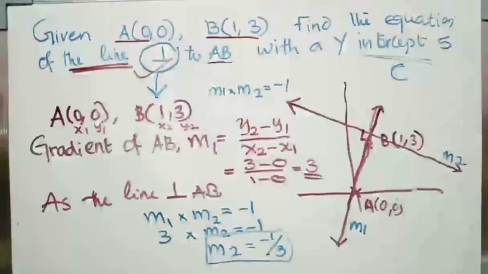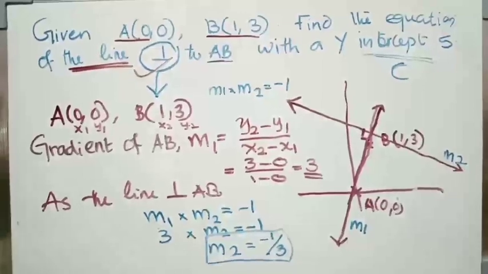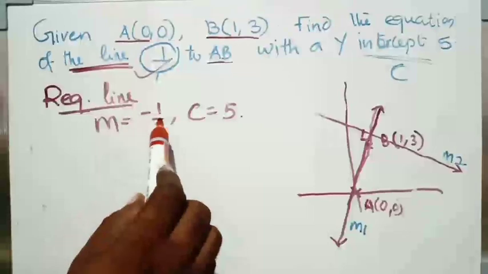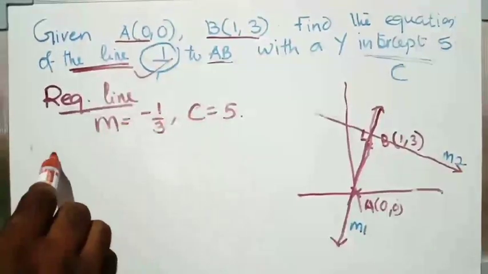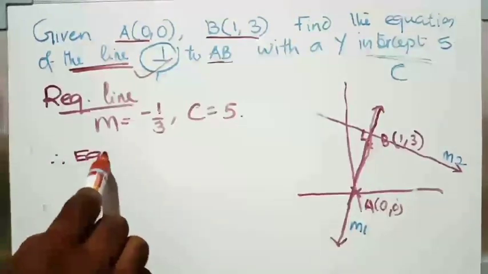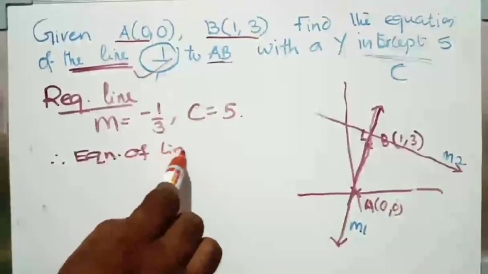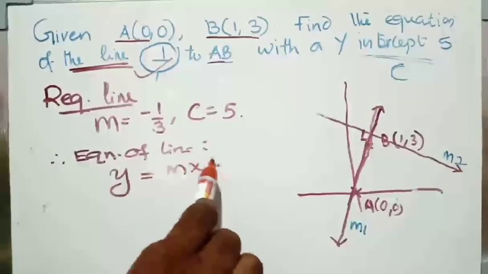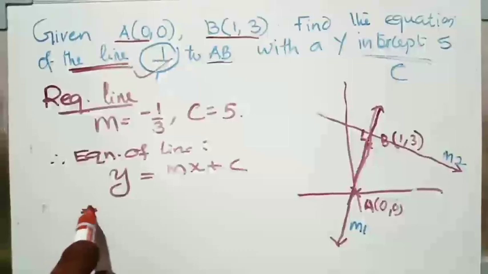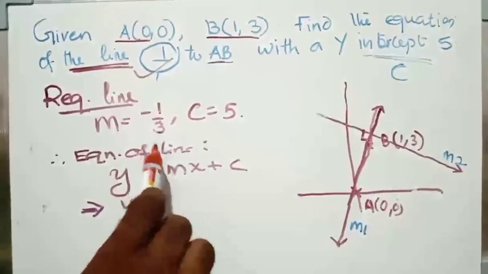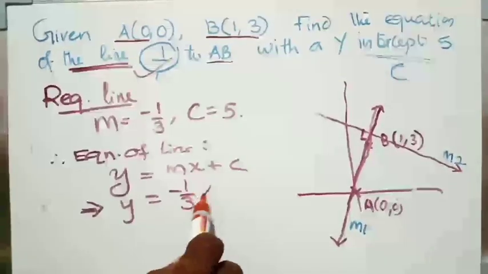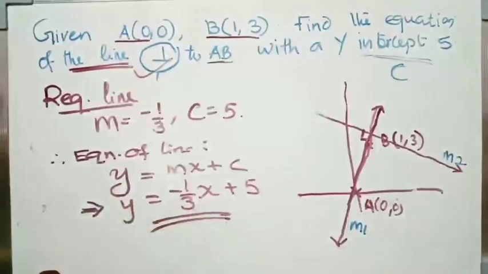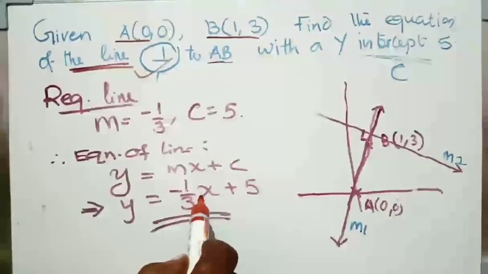Now let's find the equation of the required line. So for our required line, gradient is minus 1 by 3 and c is 5. Therefore, equation of line is y equals mx plus c, which gives us the result y equals minus 1 by 3x plus 5, which is the equation of the required line.